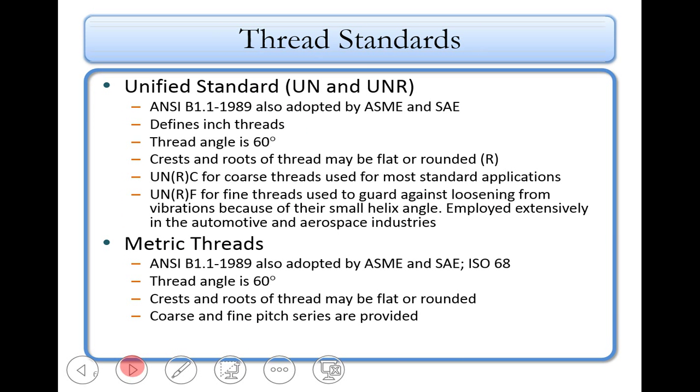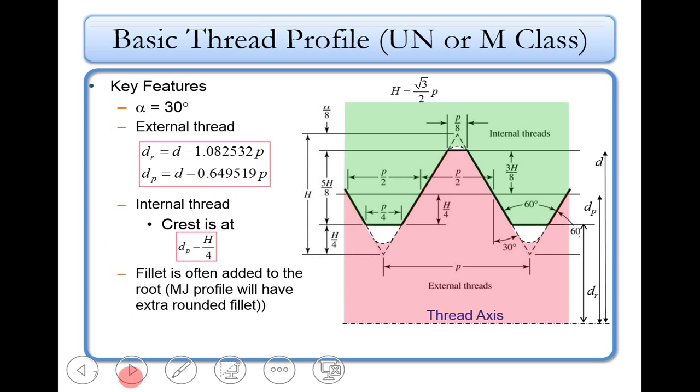There are two different standards, okay? There's the unified standard, that's the American standard, and the other one is the metric standard. So the thread forms are guided by these two standards. For unified standards, sometimes you see UN, sometimes you see UNR. The R essentially represents that the root of the thread is rounded. That's the indication. I'll show you that. The standards are guided by the ASME standards.